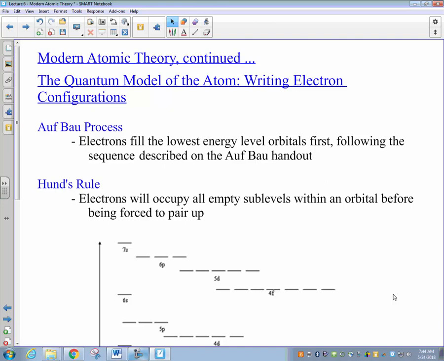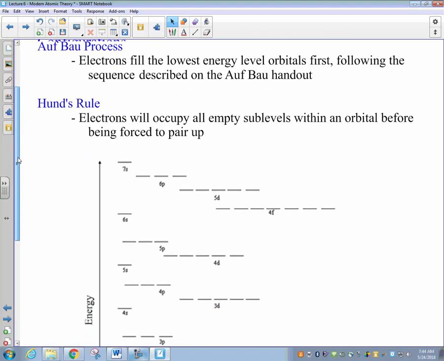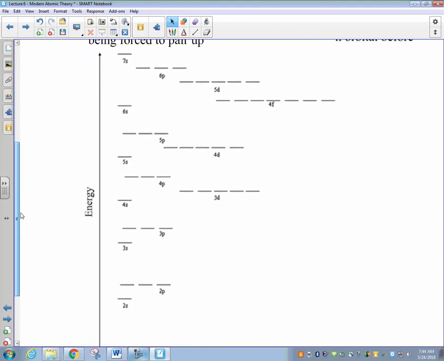And electrons kind of do the exact same thing. If they are not forced to pair up with another electron within an orbital, they'll take an empty orbital first as long as it's at the same potential energy level. So that is to say, electrons occupy all the empty sublevels within a given orbital before they're forced to pair up. So what I'm going to do here is scroll down just a little bit and have a look at this diagram.